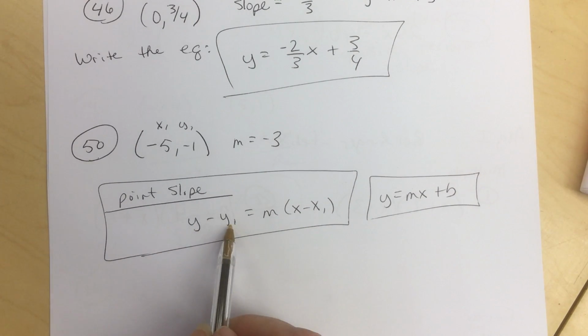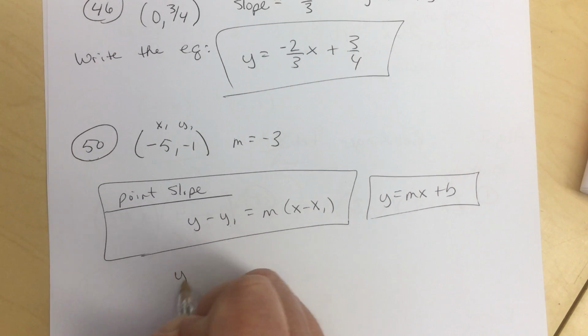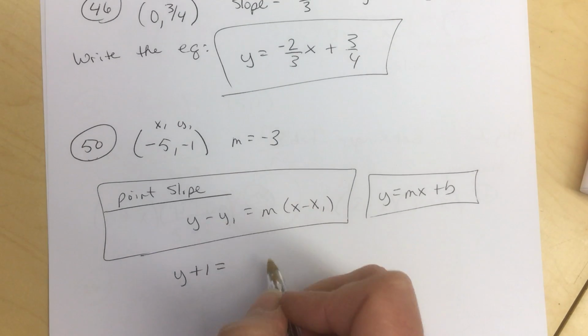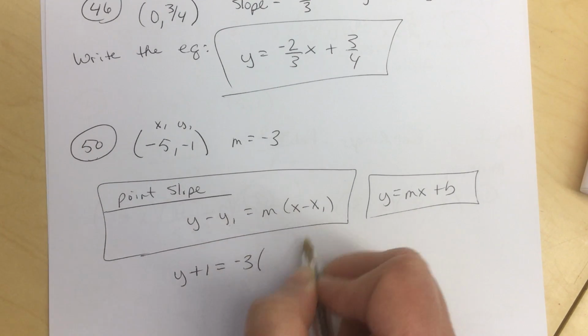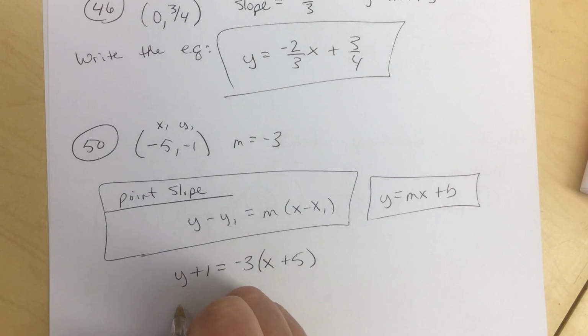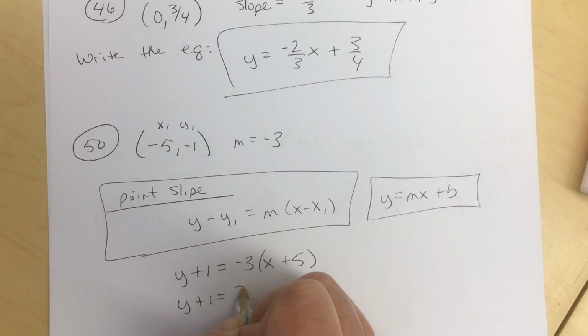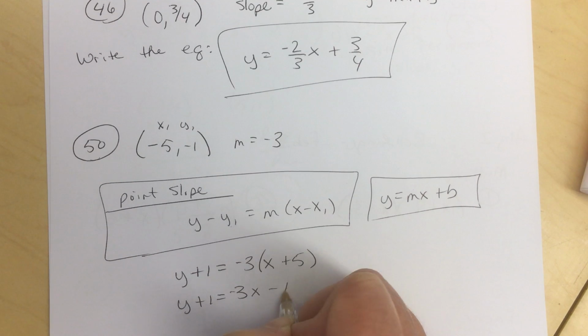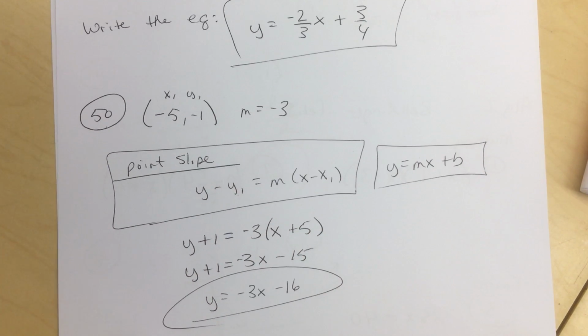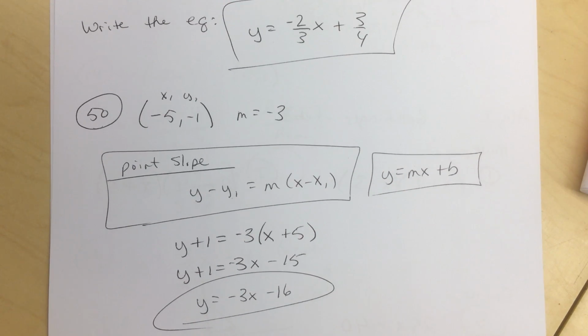So if I was using this formula, y minus y1 is going to give me y plus 1, because it's y minus the -1. M is -3, and then x minus x1 is x plus 5. So y plus 1 is equal to -3x minus 15, and then I subtract 1 from both sides, and I get y equals -3x minus 16. So that's how I write the equation of a line.